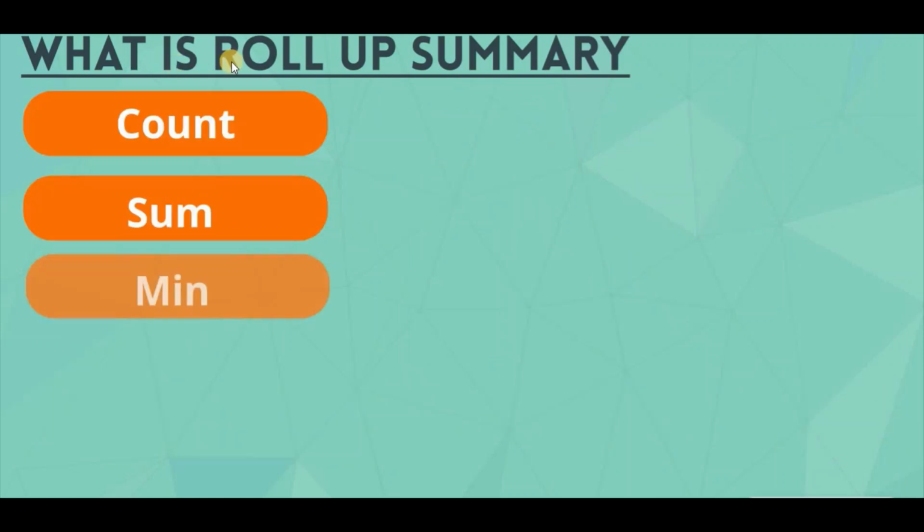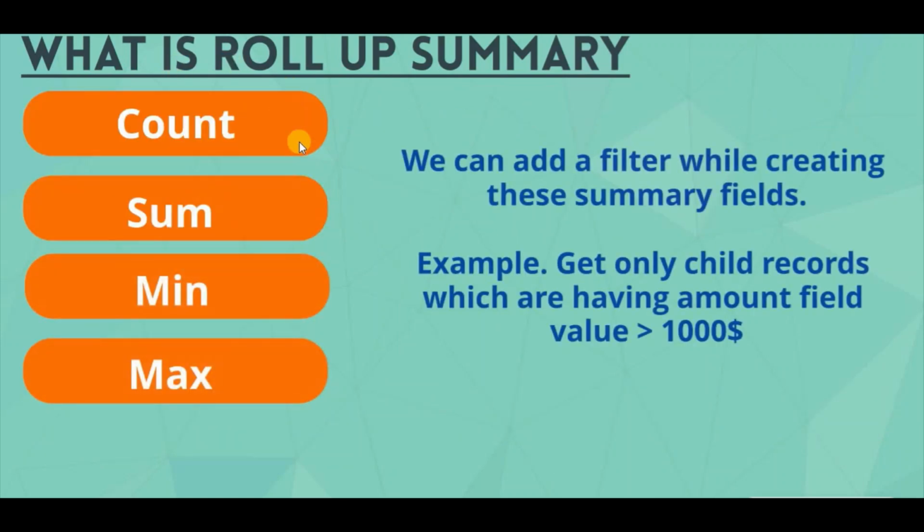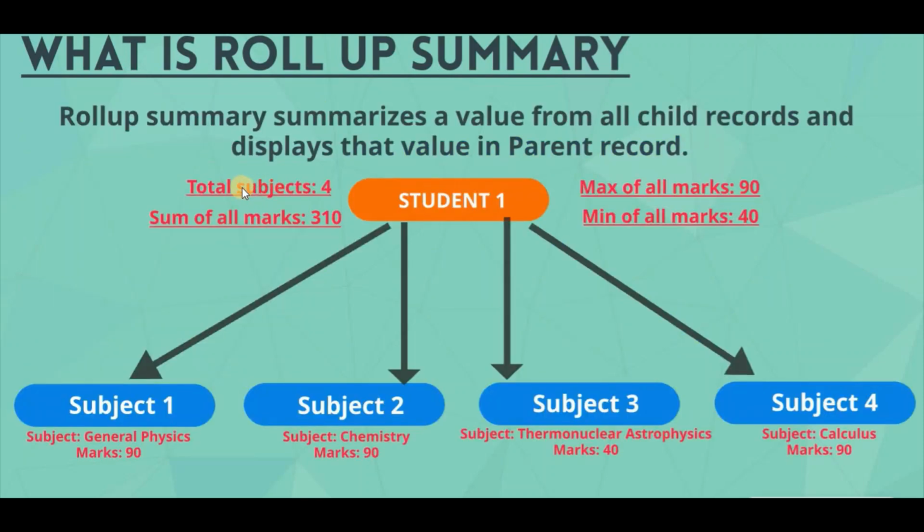In summary, we can calculate the count of child records, the sum of a particular numeric field on the child records, the minimum of a particular field on the child records, and the maximum of a particular numeric field on the child records. And we can also put a filter while creating the summary fields. For example, count only the child records which have an amount greater than $1,000. In this example, if you want to calculate the total subjects which have marks greater than 50, you can put a condition like that.